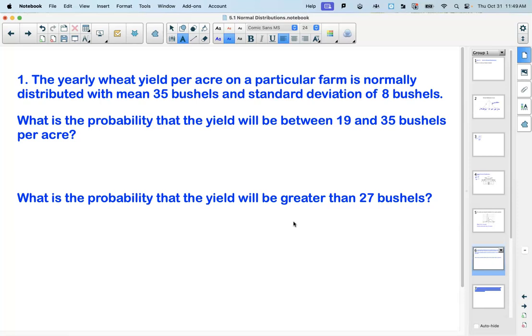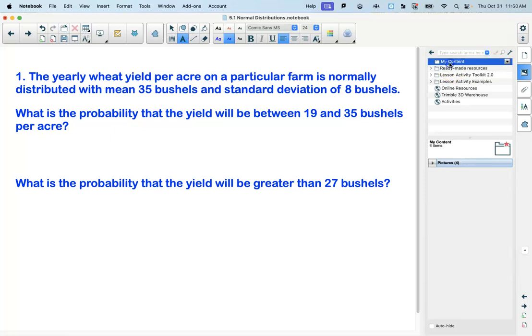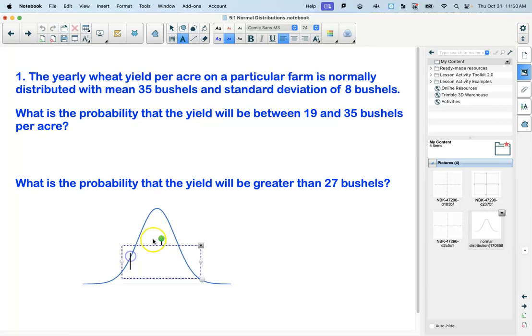Questions like this. The yearly wheat yield per acre in a particular farm is normally distributed with a mean of 35 bushels and standard deviation of 8 bushels. What is the probability that the yield will be between 19 and 35 bushels per acre? The first thing you're going to want to do is sketch a normal distribution curve.